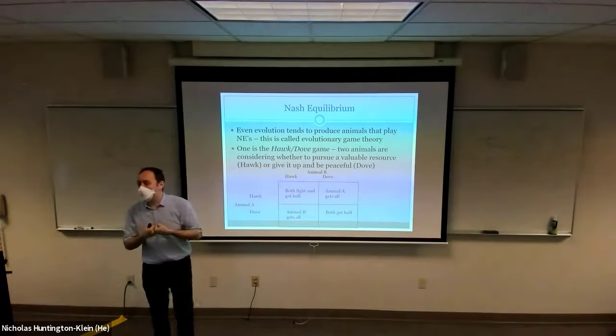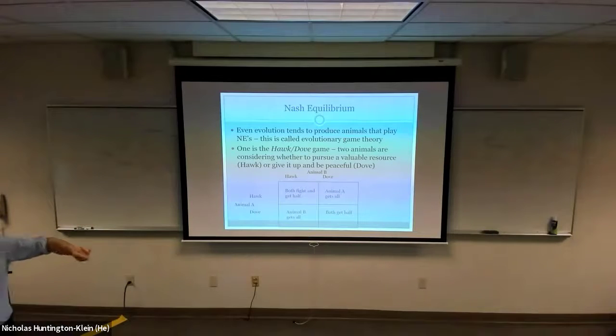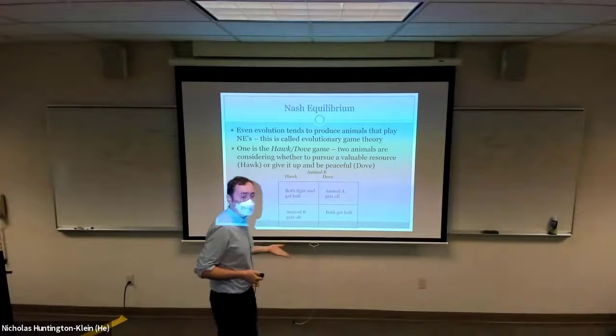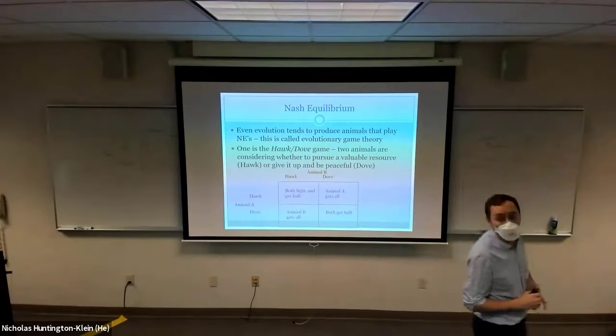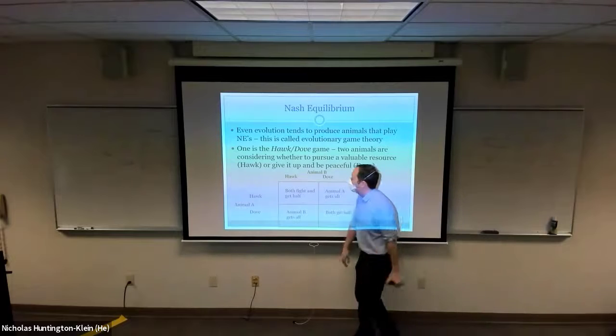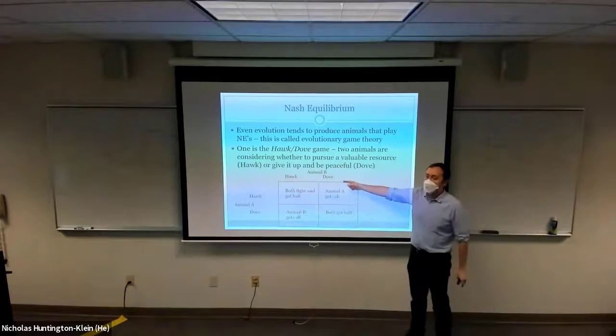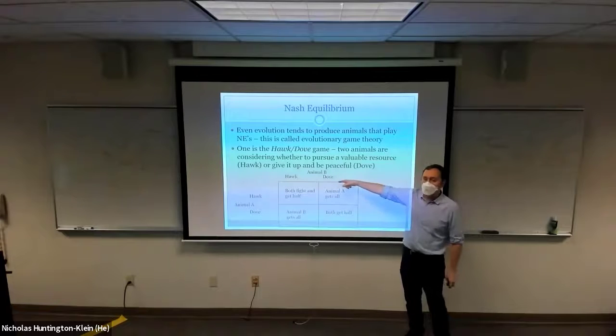Let's imagine two animals meet in the woods. There's some food there. Who's going to go for the food, right? Are you going to try to share the food with the other animal who's approaching it in the woods? Are you going to try to fight them for it? So you can be evolved in two different ways. You can either be a hawk who's about to fight for that food, or you can be a dove who's just going to sort of try to share what you found.